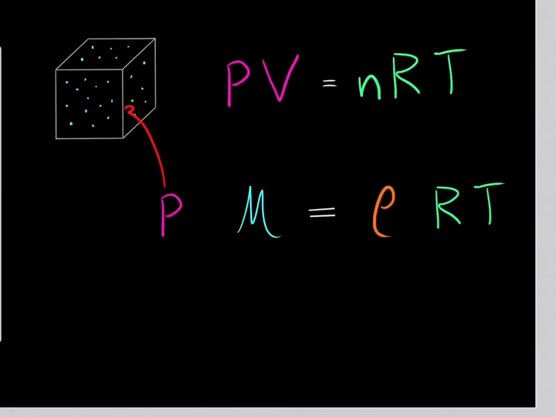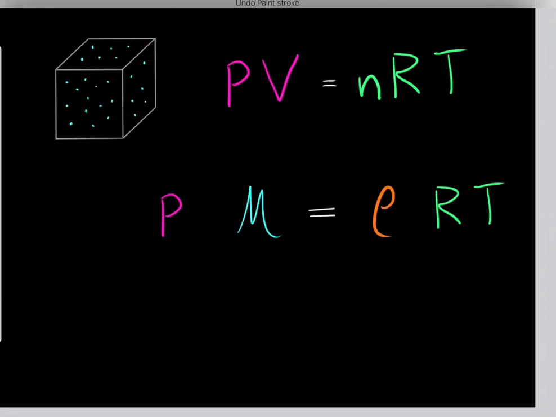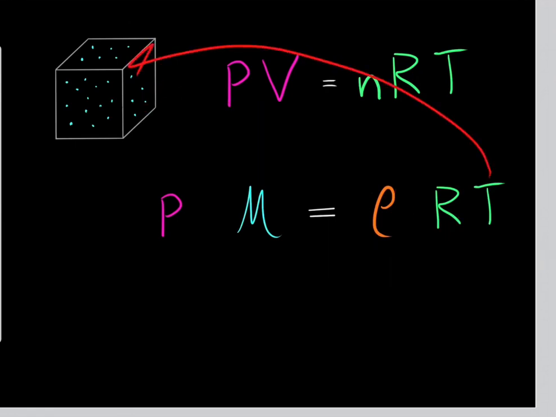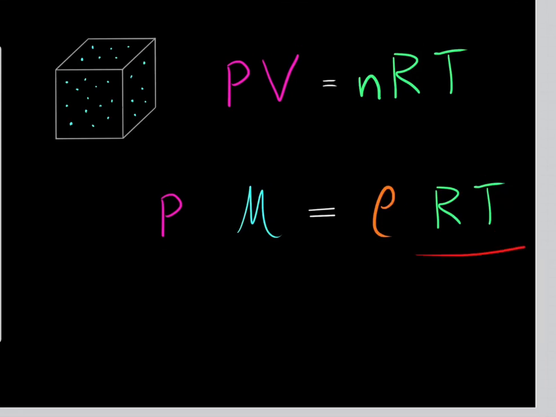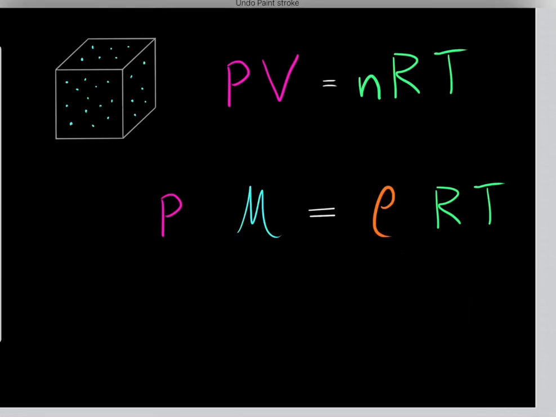We'd be left with the pressure of a system multiplied by the molar mass of the gas in the system equals the density. Remember, we got density by grams divided by volume. The density of the gas times the ideal gas constant multiplied by the temperature of the system. So we're left with this new equation. And now dividing both sides by RT, we'd be left with this equation.